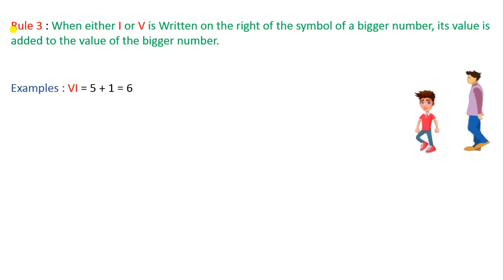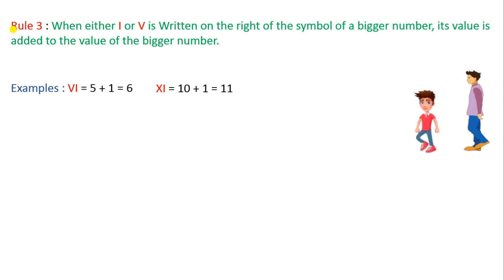Oh teacher, okay, it is like that. Okay, the second example is XI. Here X means 10 and I means 1, and 10 is bigger than 1, and I is written on the right side of X, and this number is 10 plus 1, that is 11.